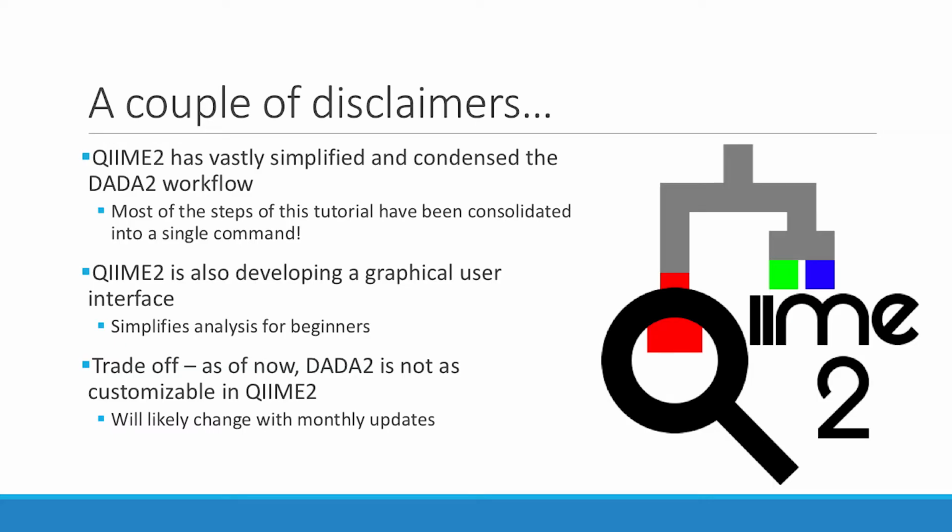So a couple of disclaimers before getting into it. Kellyanne mentioned that QIIME 2 is now up and running, and QIIME 2 has really vastly simplified and condensed the DADA2 workflow and integrated it with a lot of other analytical pipelines. Most of the steps that I'm going to show you in this tutorial have been condensed into one or two lines of code. So it's a really powerful tool, but at the same time, it risks becoming a black box. So what I'm hoping to do in my tutorial today is to understand what's going on inside of that black box, so you know exactly what's going on with your data and how you can tweak it to suit your particular needs.